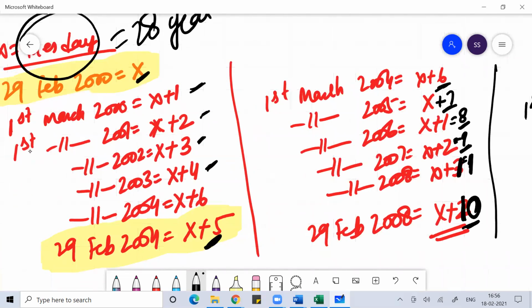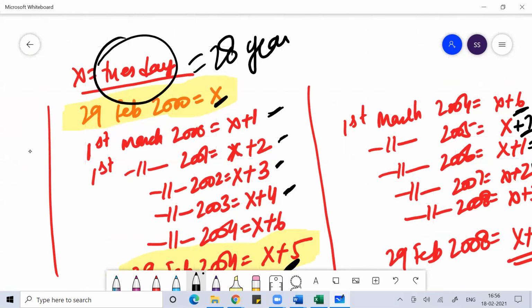So you can adjust at this. Anyone, any doubt?